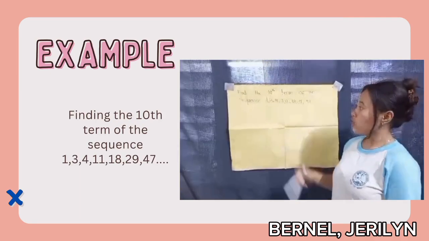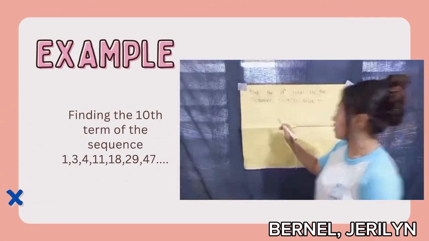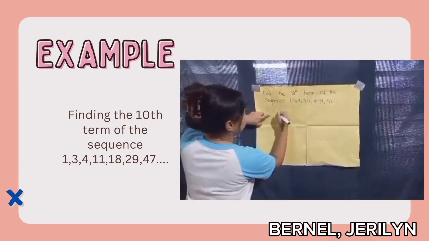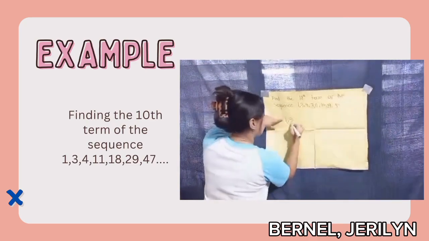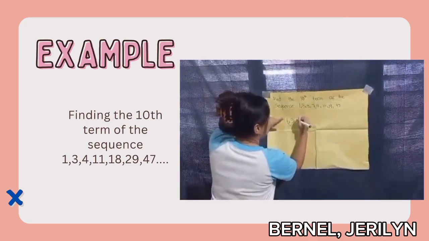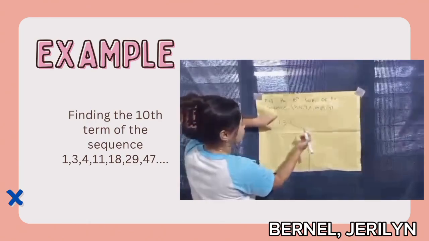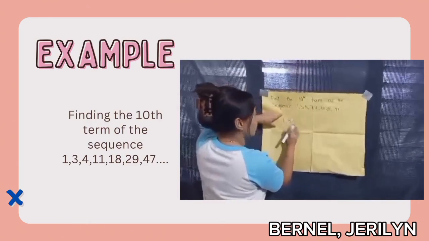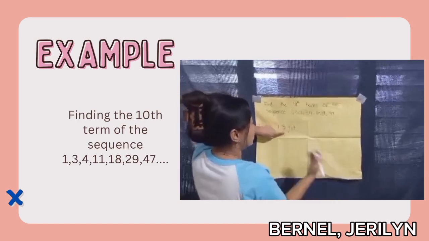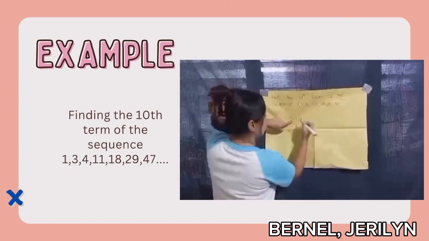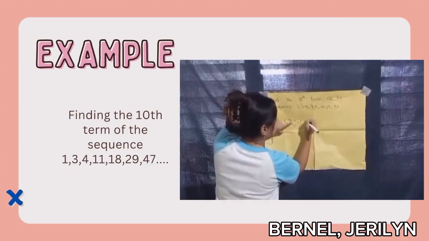47. So here is how to solve it. The first term is 1, and the second term is 3. So we simply add the two terms to form the third term, so that is 4. The second term and the third term, we add them to form the fourth term. Then we add the third term and the fourth term to form the fifth term.